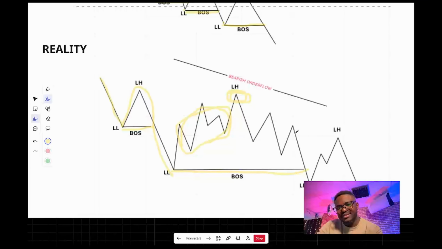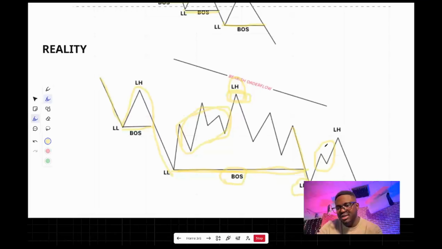So once price closes below the last lower low before the break of structure, then you can call that a lower low, then you can call this a lower high, and then you can call this a break of structure, and you can term this the lower low. Now, all of this you see right here again is internal structure.